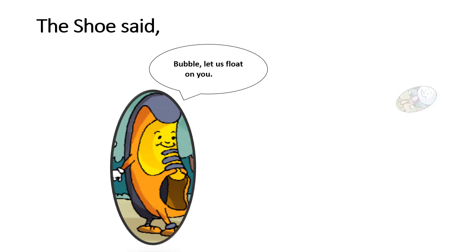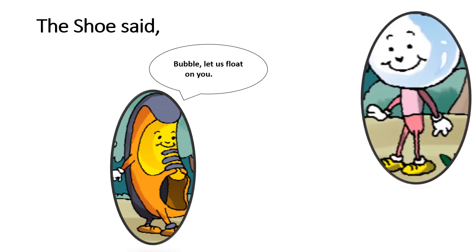So what happened is, the shoe said, whom did he say something to? The bubble and the straw. Very good. He said, "Bubble, let us float on you." Now, why did he say that? He said it because the bubble is very light. It does not have any weight, and it can flow on the water very easily.